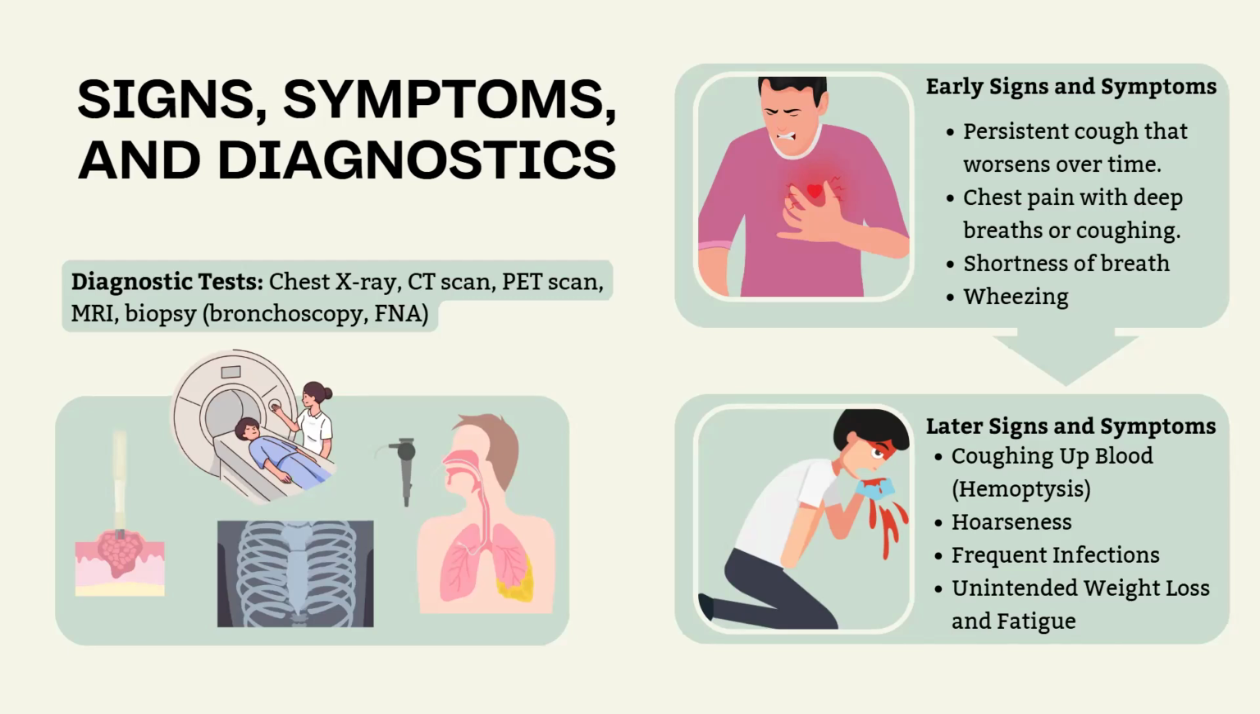And then diagnostics. Diagnosis starts with imaging, chest x-rays, or CT scans, followed by PET scans to see if the cancer has spread. And then biopsies are obtained through a bronchoscopy or fine needle aspiration. These biopsies confirm the diagnosis. And then genetic testing for mutations like the ones I mentioned earlier, EGFR and ALK, will also help guide specific therapies.